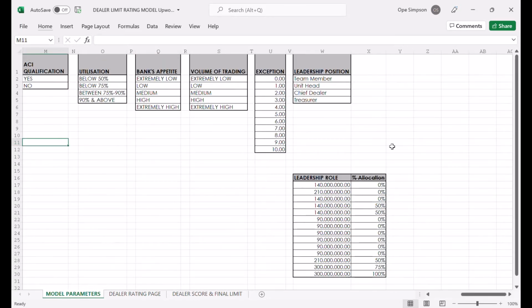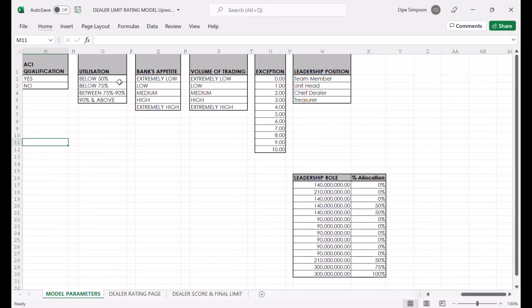Here we have a qualitative parameter, which is the ACI qualification. Basically, dealers either have that qualification or they do not. It's important because if a dealer does not have this qualification, he or she is automatically disqualified from having a dealing limit. We also have utilization of previous limits.